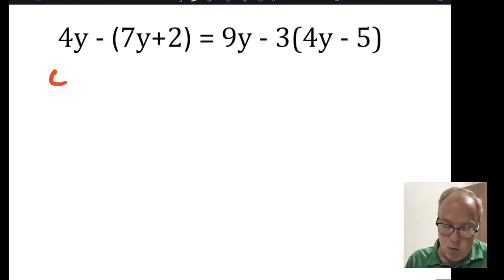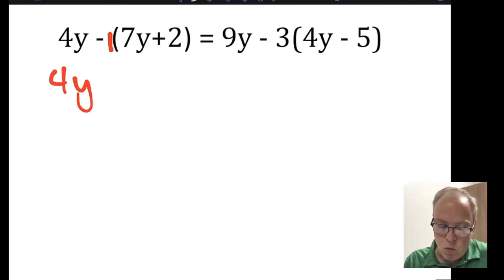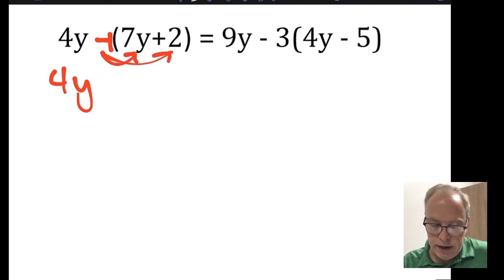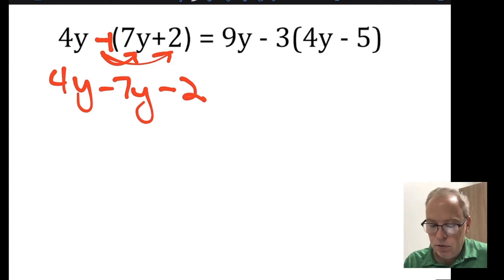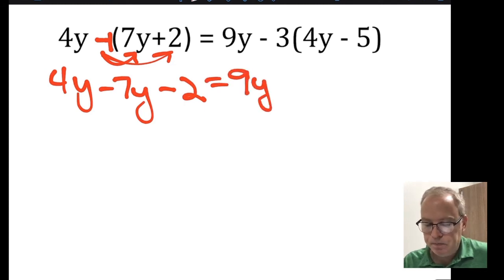Okay, so we have 4y. Now this is really -1 times the quantity. So we're going to launch our -1 in here, which we get -7y. Now look at your paper. Do you have -2? That's a common mistake, is to write a +2 there. So make sure you have -2 equals 9y.